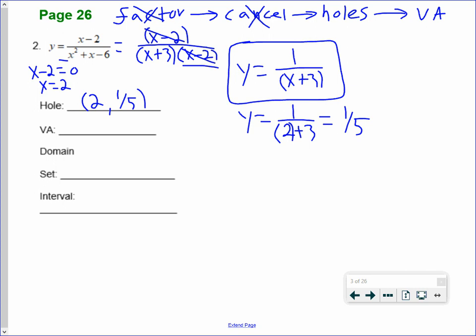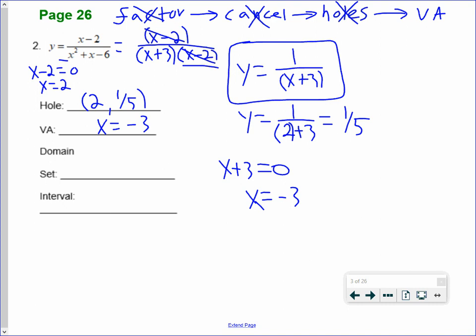Okay? So now that we're done with finding our holes, we can cross that out. We're going to look for our vertical asymptotes. And to find our vertical asymptotes, we're going to use our most simplified version of the equation that we have, and that's y equals 1 all over x plus 3. So our vertical asymptote will be whenever the denominator equals 0. So in this case, when x plus 3, that's our factor of the denominator, equals 0 is when we have a vertical asymptote. So in this case, when x equals negative 3. So our vertical asymptote is x equals negative 3.